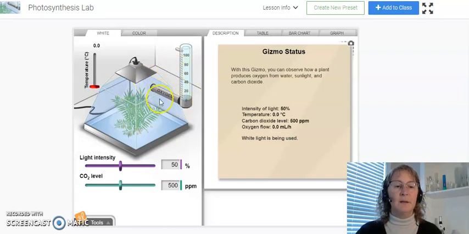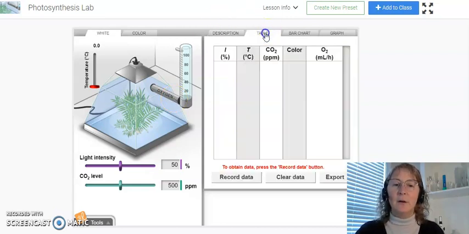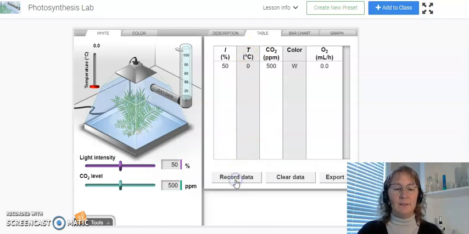And if you notice, the amount of oxygen that we're producing is going to determine the rate of photosynthesis. And we're trying to find the best conditions. So there are a few ways you can generate your data. From my mathematical geniuses here, you know who you are, you like data tables. So you can record data in this manner.